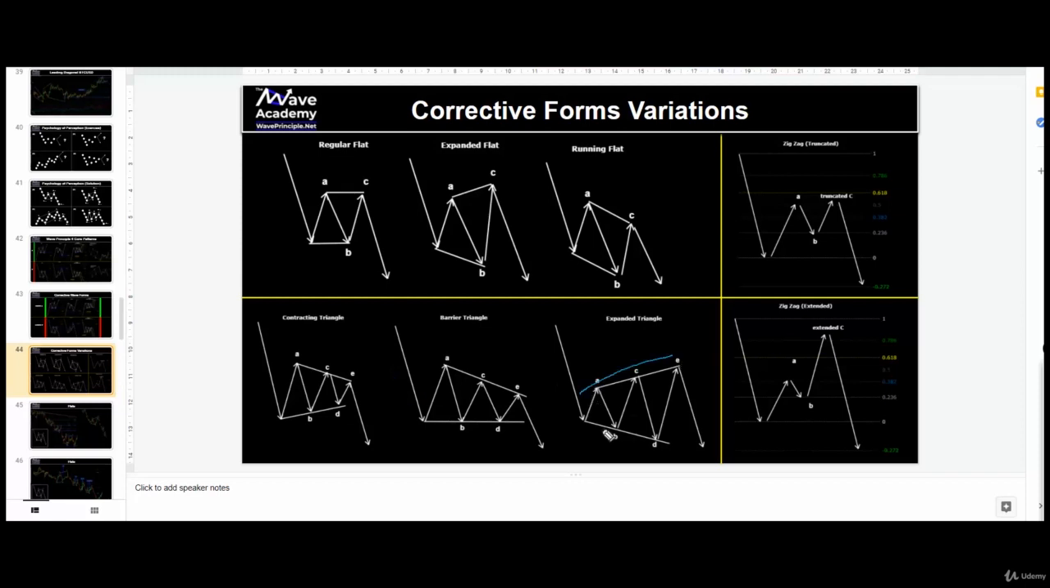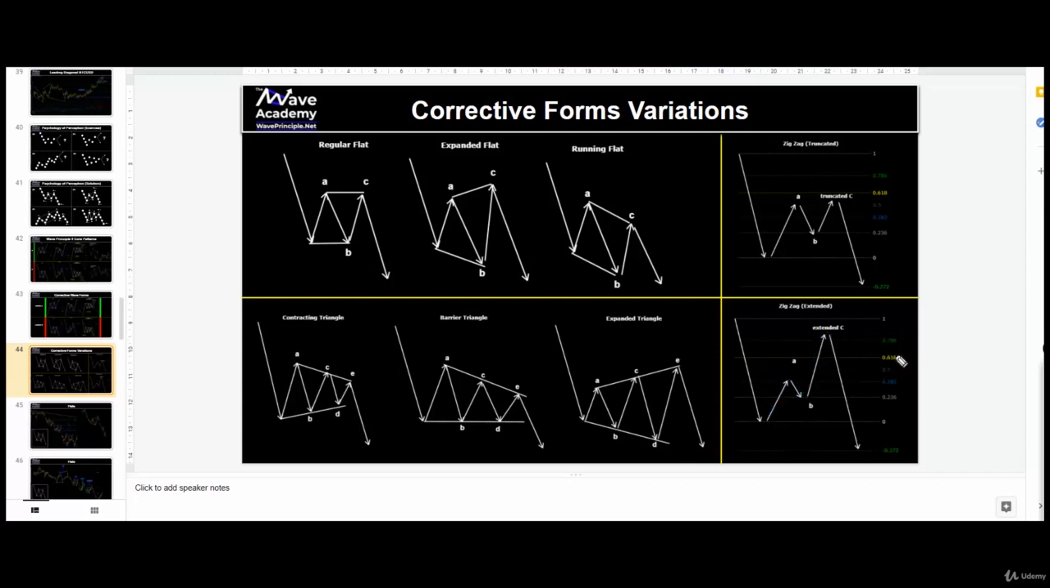And the expanded triangle is something that looks like a spider, or that's how I see it. It's 1, 2, 3, 4, 5, A, B, C, D, E. Just remember that E can go above it and then turn around, or it could also not go above it and go back before, and that's truncation. And about zigzags, we can also have the truncated C that may look something like this, like a double top. But we can also have the extended zigzag that's really sharp and goes to the 786.